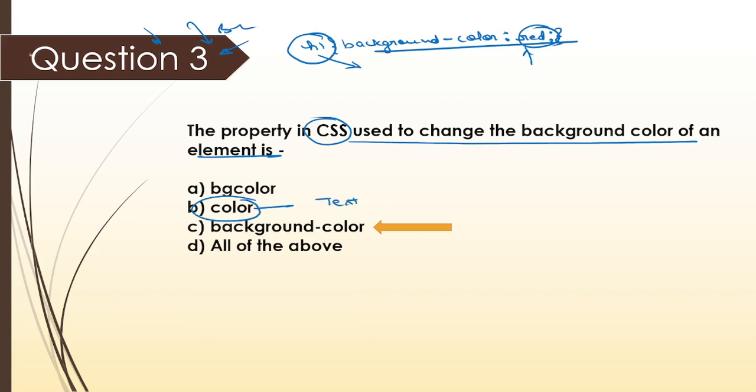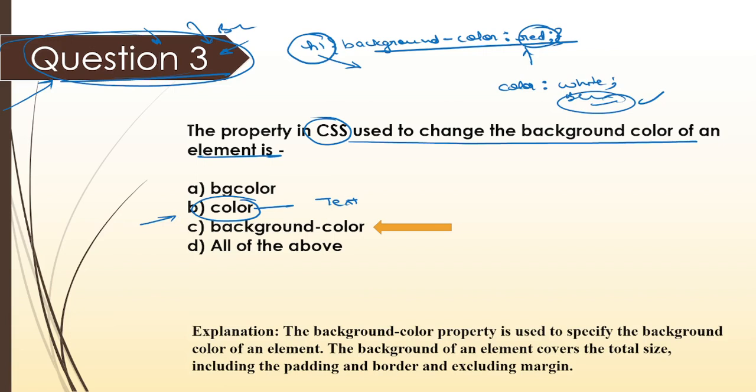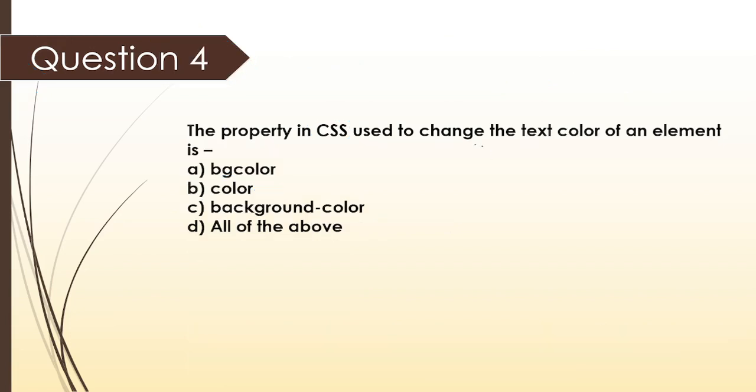Okay, change the text color. Here by default the background color is brown and the text color is white. If you write red, it will change the background color, and if you write color colon white, then it will change the text color to white. You can write black, red, any color over here. We have discussed the color property earlier too, so you can see the description. Next is, the property in CSS used to change the text color of an element is. So here we have the color property.